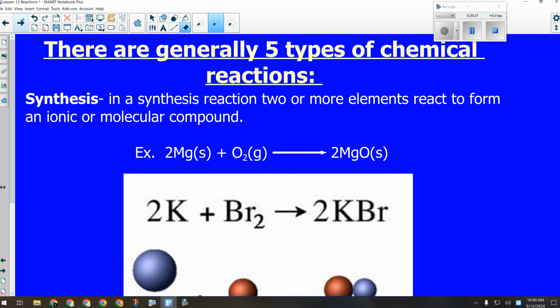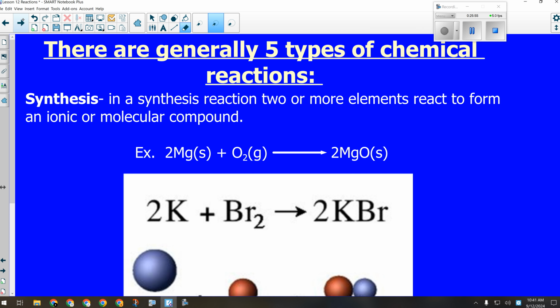Synthesis reactions can be two compounds combining to form a larger compound. They can be three compounds combining to form a larger compound. But we're generally just going to deal with the simplest kind. Two elements combine and make a molecule.